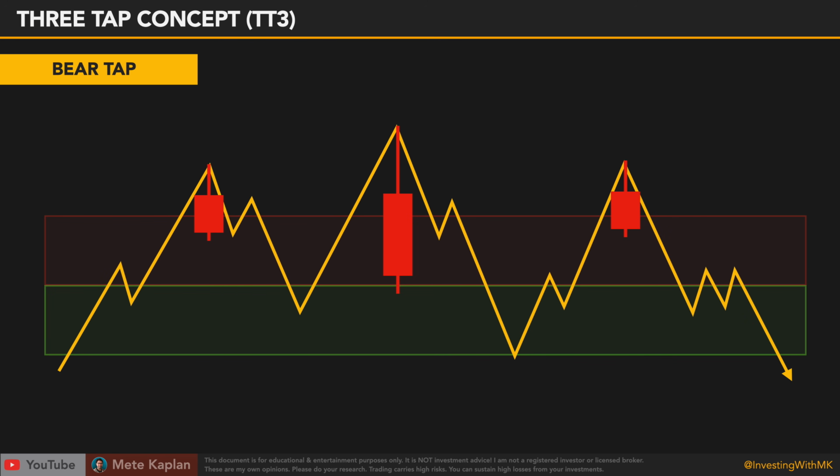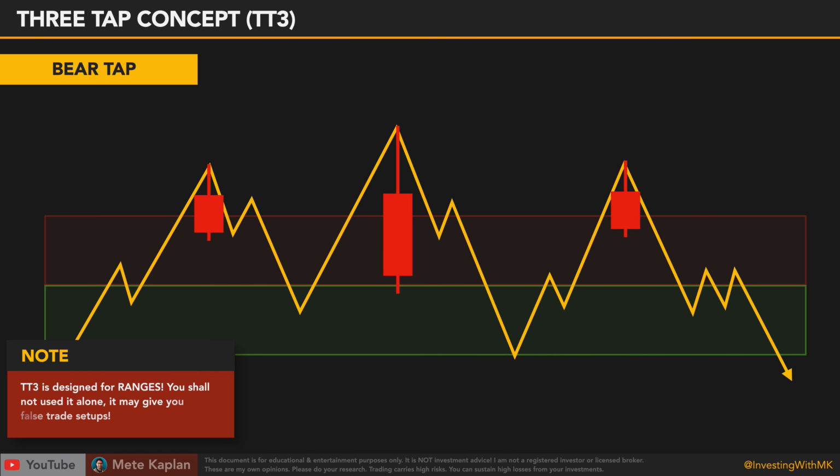Bearish 3-tap is exactly the same pattern. It happens at the range high area. One little note, some people try to use this strategy alone without a range, but I'm strictly against it. This strategy is like a plugin or add-on to ranges, developed for range trading mostly.